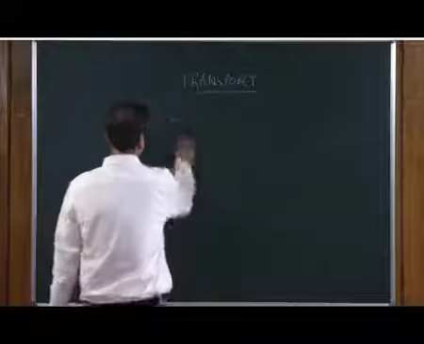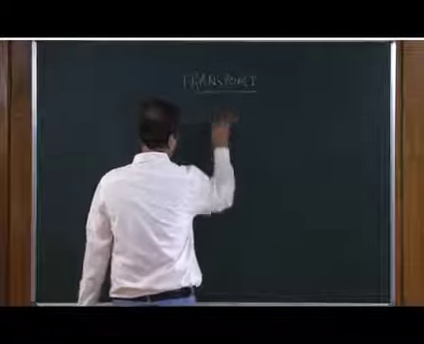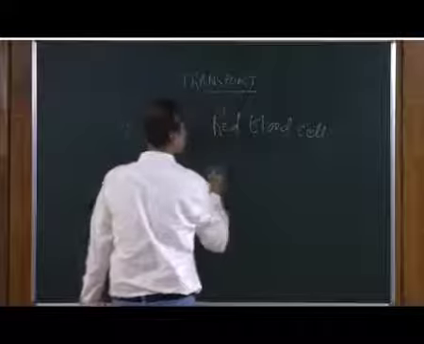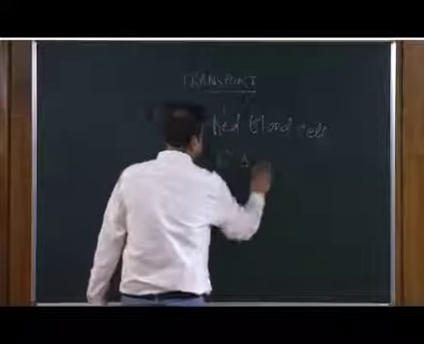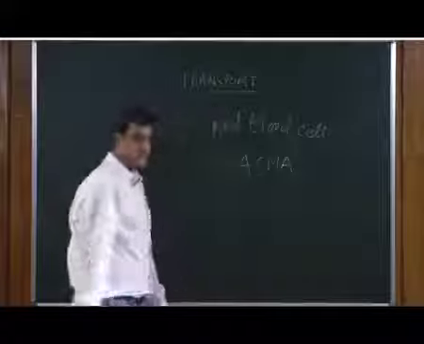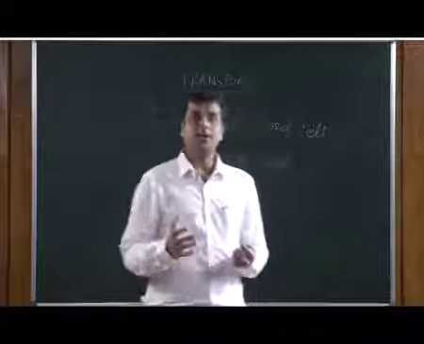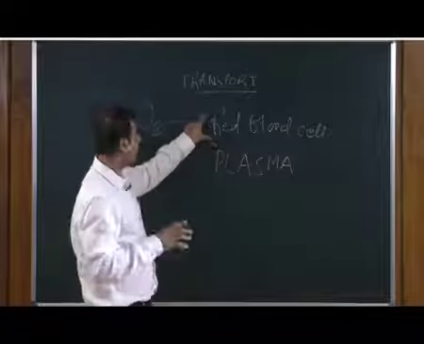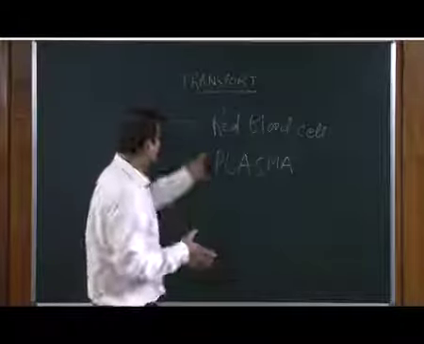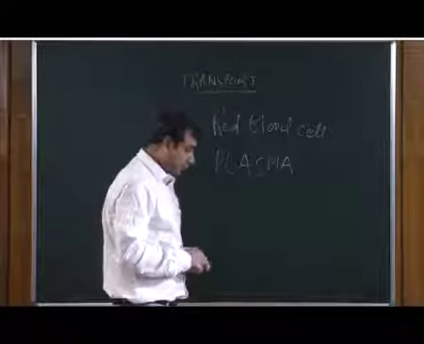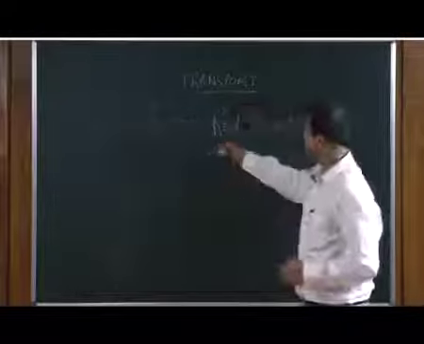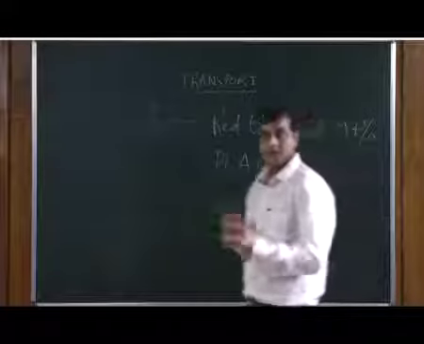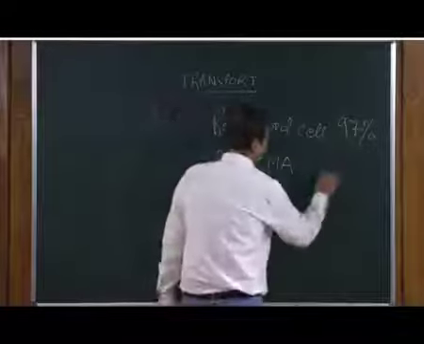The first form is with direct red blood cell, and the second is in the form of plasma. These are two distinct forms of transportation media. So, oxygen is transported either in the red blood cell or in the plasma. We will discuss the two parts. The major part of oxygen transport is by red blood cells, comprising 97% of the total transport of oxygen, and the remaining 3% is by plasma.